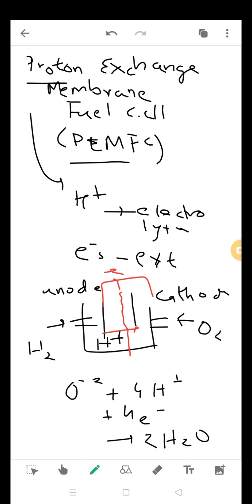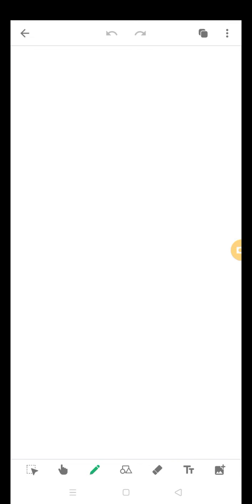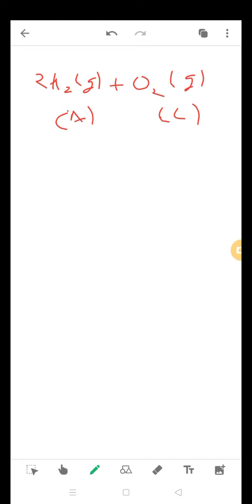So considering the overall reaction, we can write it like this: 2H2 gas plus oxygen gas. These are the inputs. This one goes at the cathode, this one at the anode. They combine to form H2O. That's it. And the electrochemical potential is 1.23 volts.